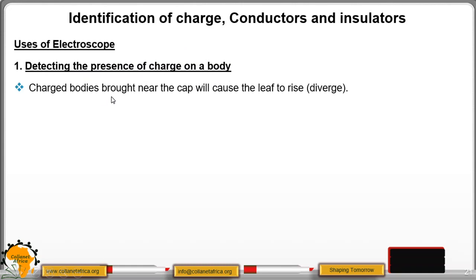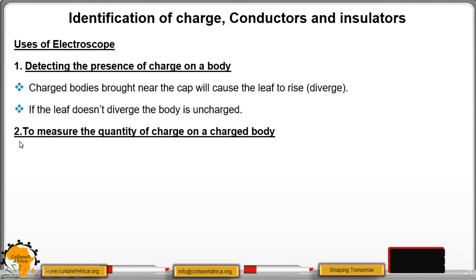Now, a charged body is brought near the cup, and when it is brought near the cup, it will cause the leaf to rise or to diverge. But if the body is uncharged, the leaf does not diverge. That is, you are able to tell whether a body is charged or uncharged.